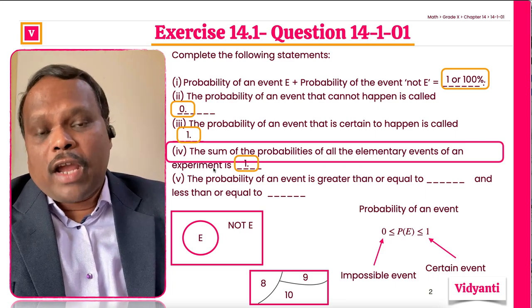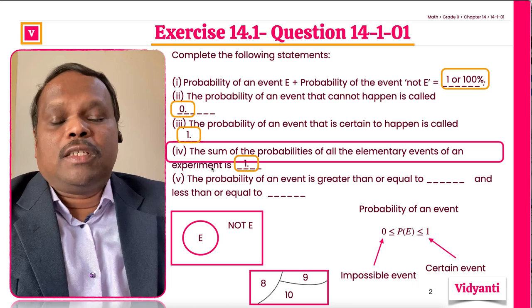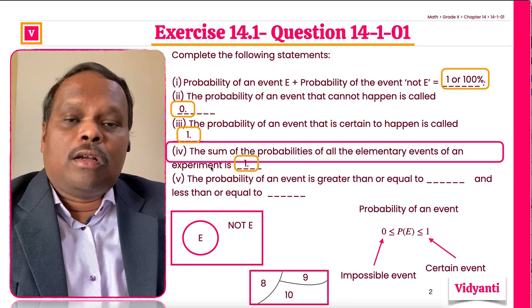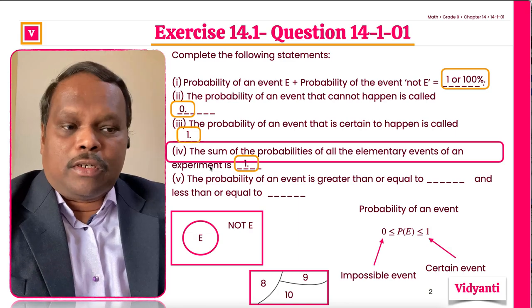Probability can be written as a fraction. In that case, it will be between 0 and 1. But if you want to express that in percentage, there is nothing wrong. In that case, it will be between 0% and 100%.